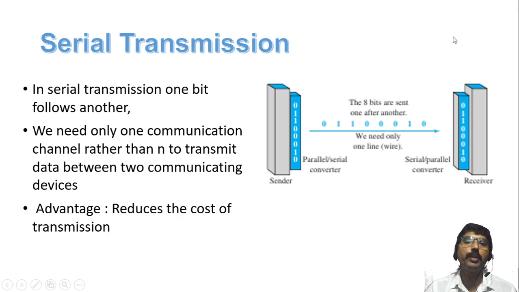The second one is called serial transmission. In serial transmission, instead of a group of bits, we are transmitting bit by bit. On a single clock tick, we are sending one bit at a time. We need only one communication line.